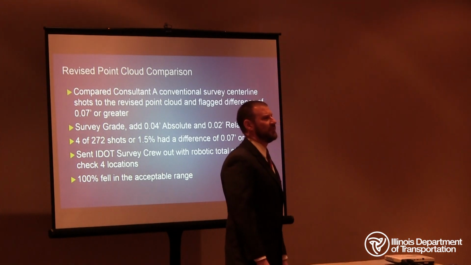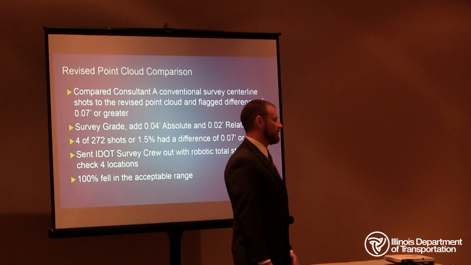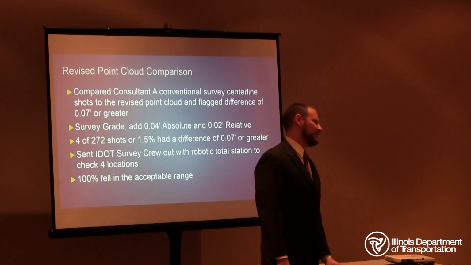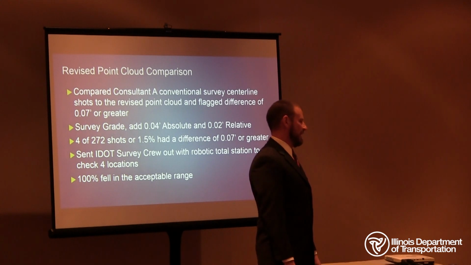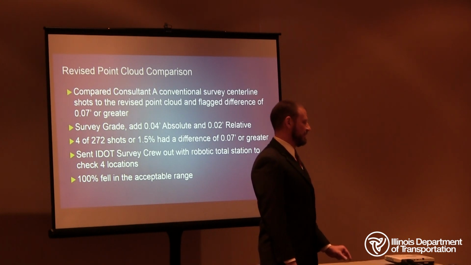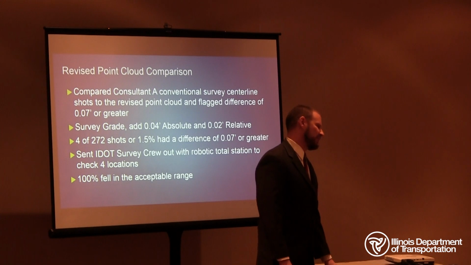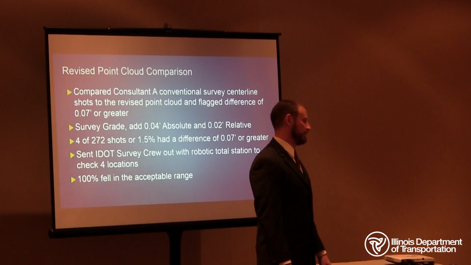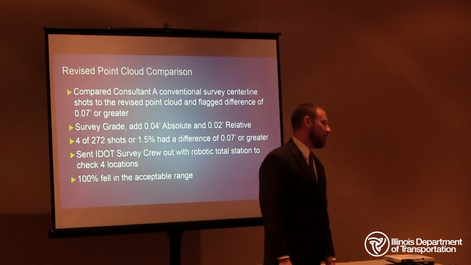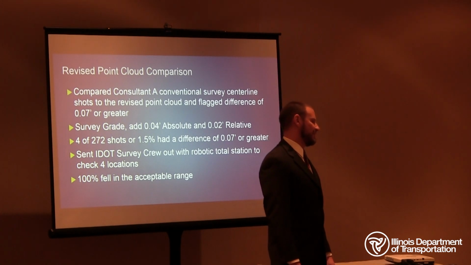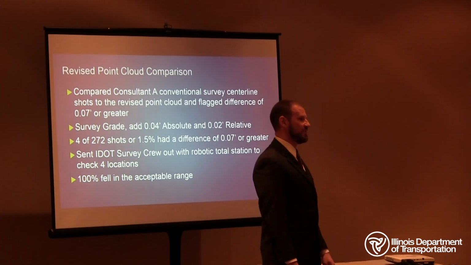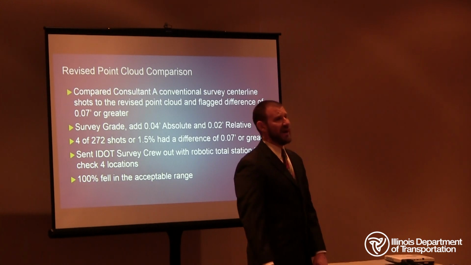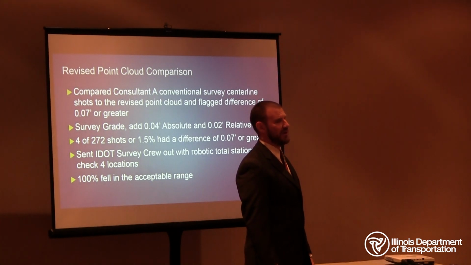I took it a step further and said I'm going to compare all the conventional survey check shots that consultant A did, and look for anything that's 700ths or greater. Once again, that's 400ths for the absolute measurement and 200ths for the datum error. When I did that, only 4 of the 272 shots in this new point cloud had a difference of 700ths or greater.